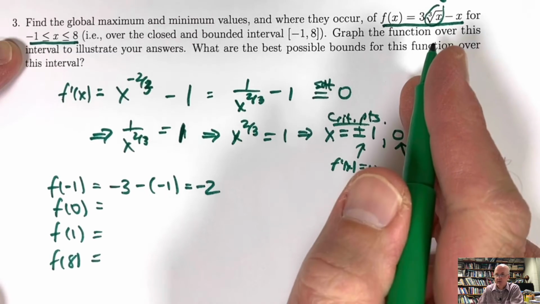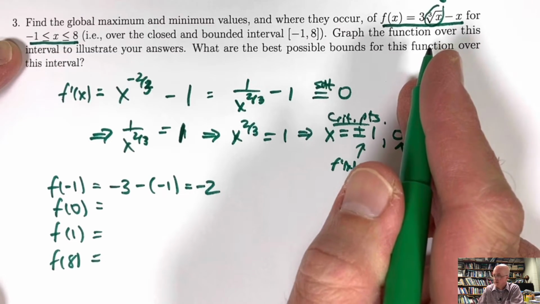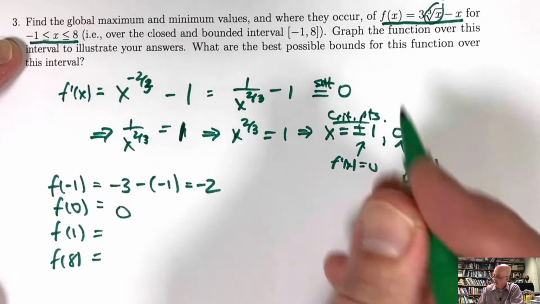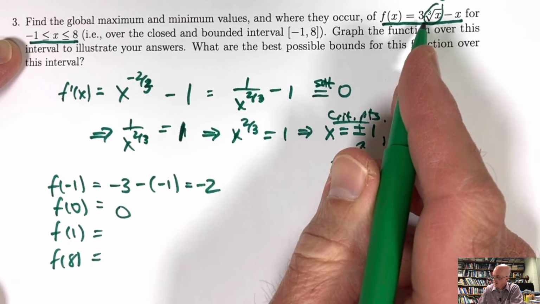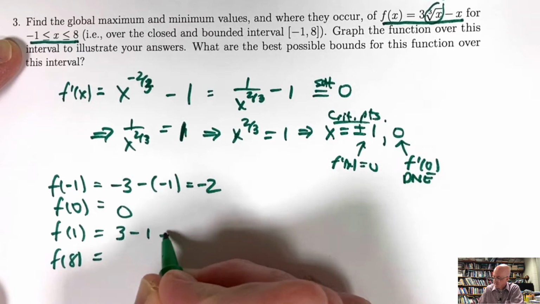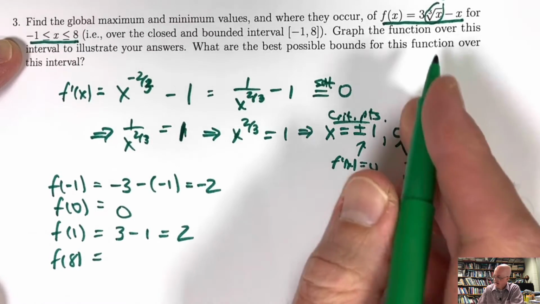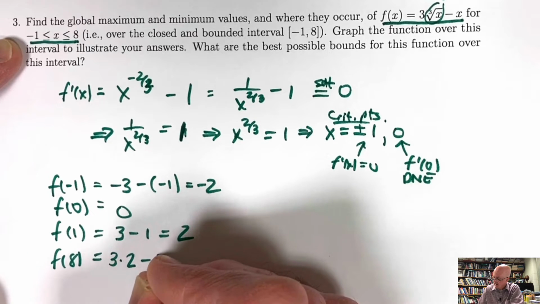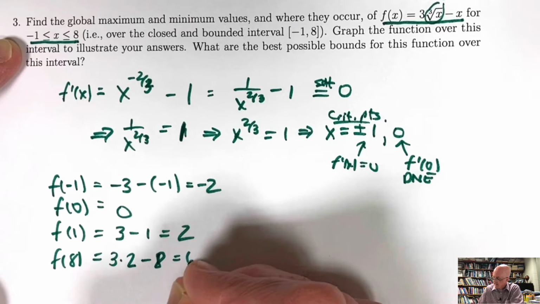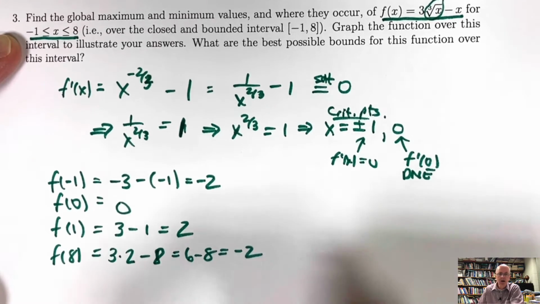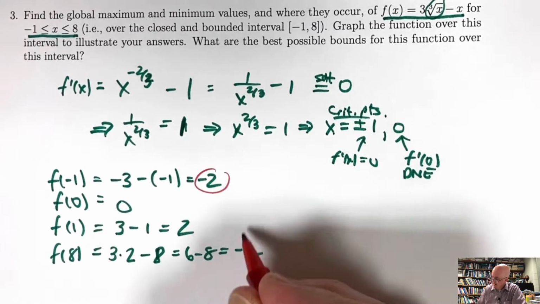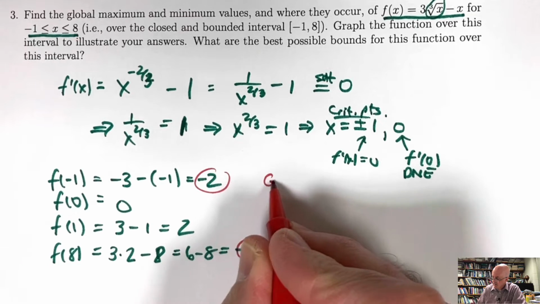f of 0, cube root of 0 is 0. 3 times 0 is 0. 0 minus 0 is 0. f of 0 is 0. f of 1, cube root of 1 is 1. Times 3 is 3. Minus 1 is positive 2. And f of 8, cube root of 8 is 2, times 3 is 6. Subtracting 8 there, 6 minus 8 is negative 2. The global min value occurred at 2 points. Negative 2 is the global min value.